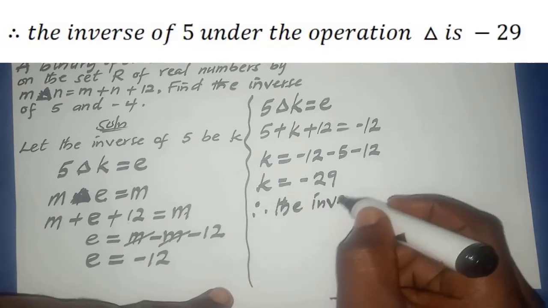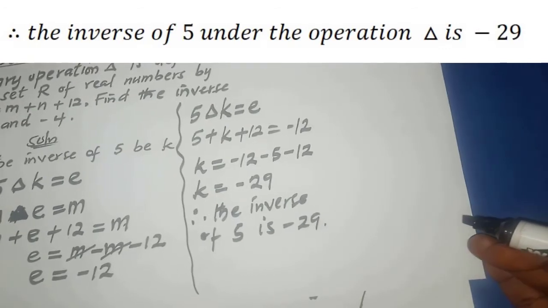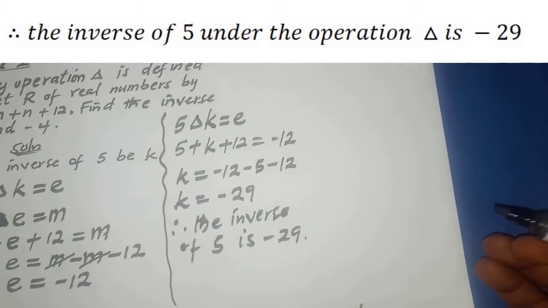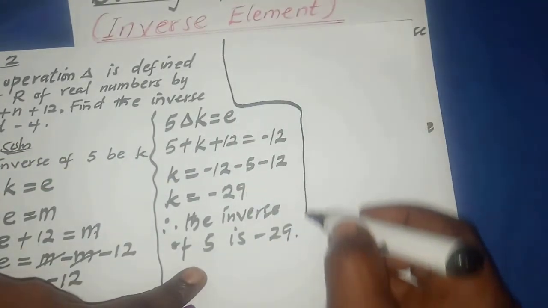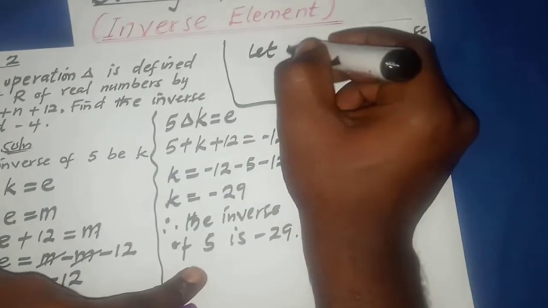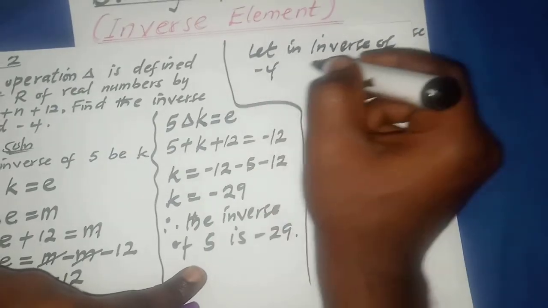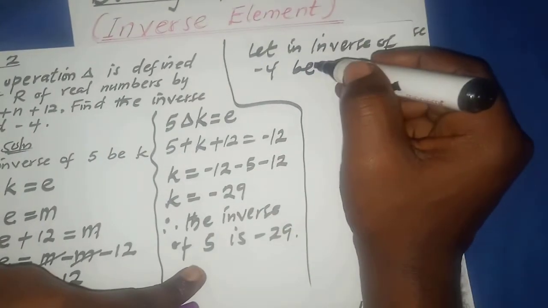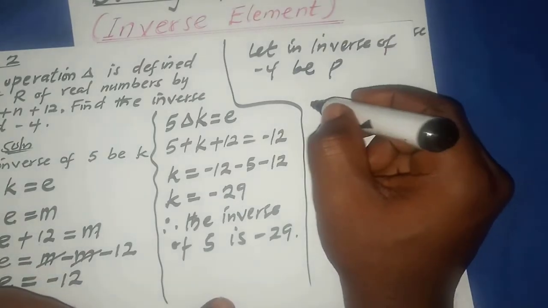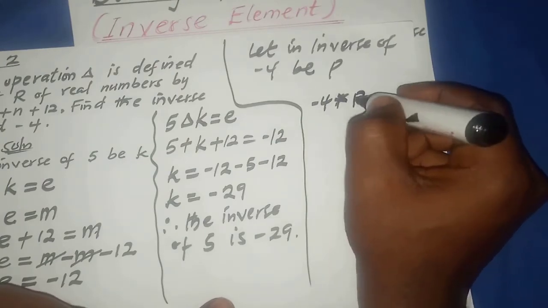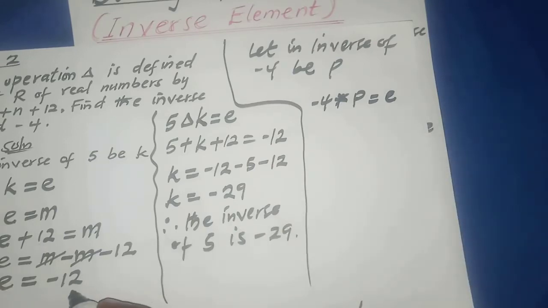Therefore, the inverse of 5 is what? Negative 29. Alright, so now let's find the inverse of what? Negative 4. The inverse of negative 4. So let the inverse of negative 4 be, let's say, P. Let the inverse of negative 4 be P. So we know that negative 4 operation the inverse should be equal to the identity element, and we found the identity element to be what? Negative 12.